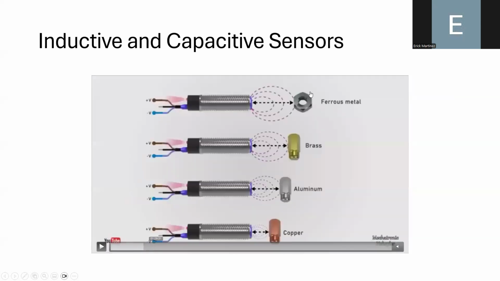Okay, this diagram basically is telling you that, for instance, for an inductive sensor, you can detect different types of metals. There is certain sensitivity because you require a lower distance to detect different types of metals. For instance, you require a closer distance to the sensor when you want to detect copper compared to ferrous metals. Okay.